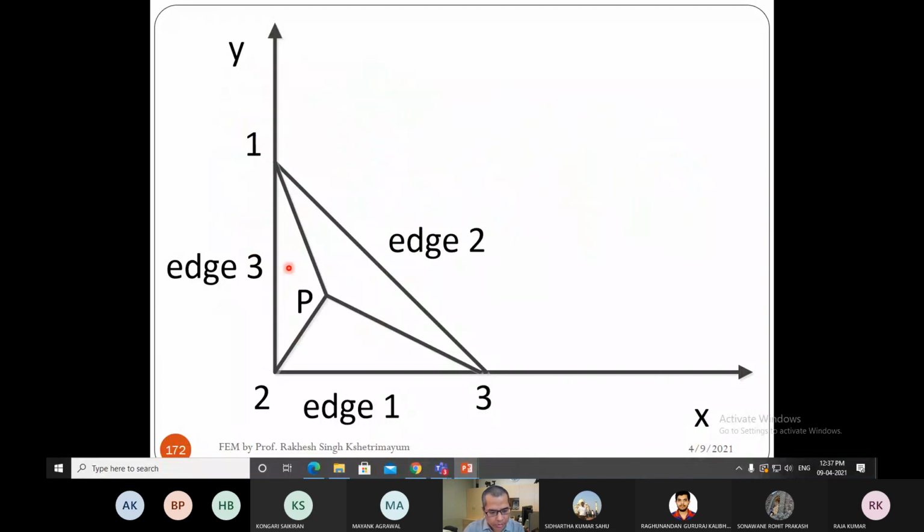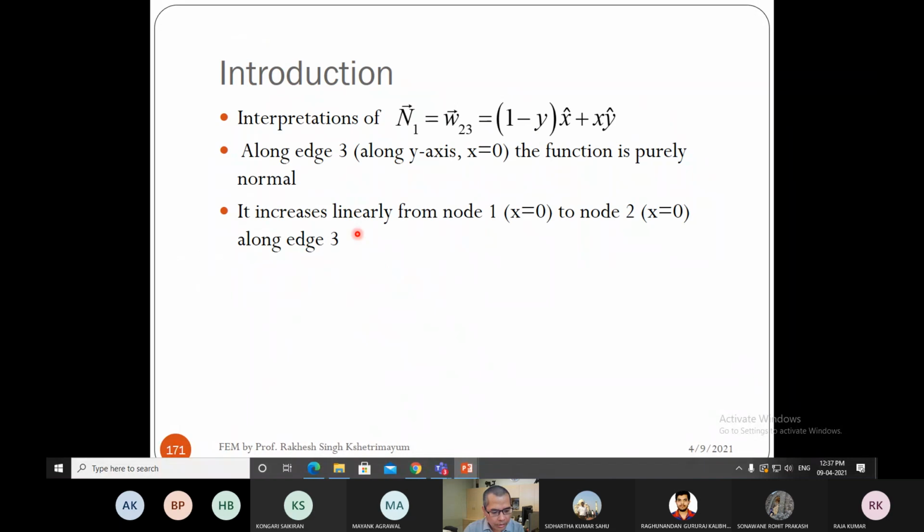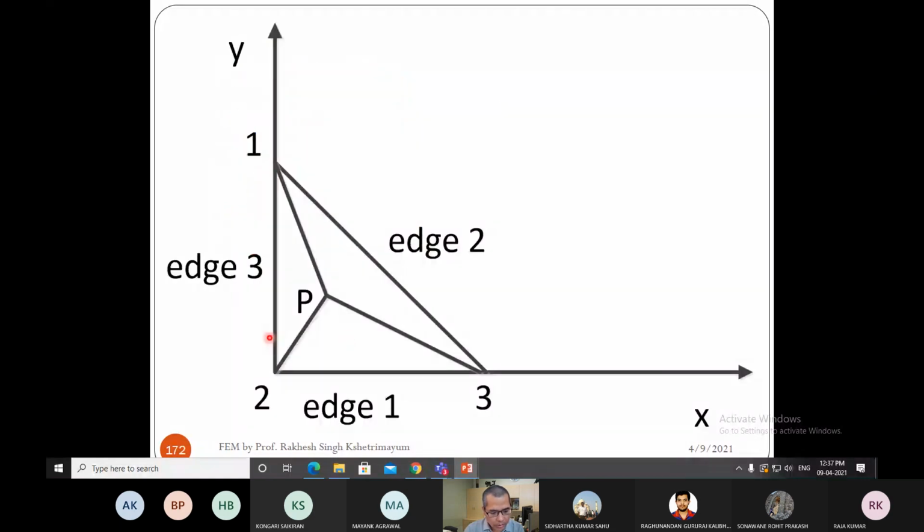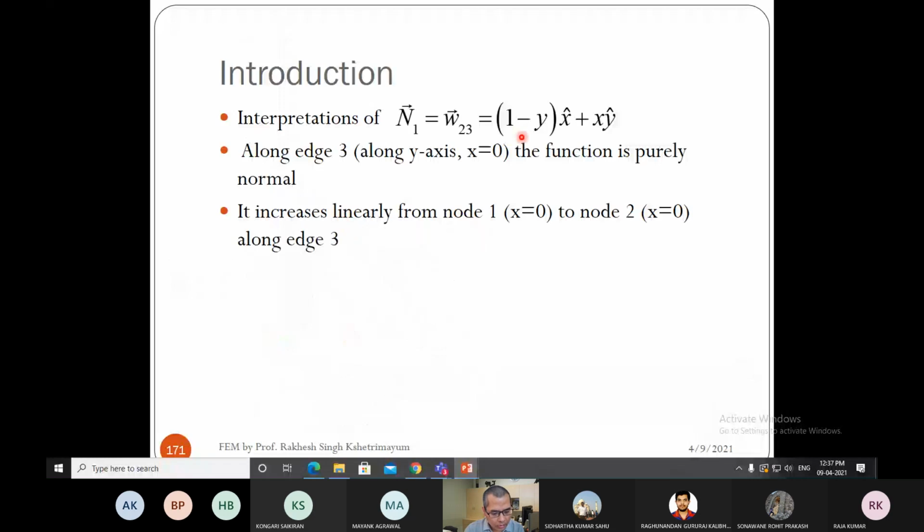So it is purely normal. Secondly, it increases linearly from node 1 to node 2. So from node 1 to node 2, it is increasing linearly along the S3. So 1 minus y means what? If you have a higher value of y, then it is small. So y is 1, then it becomes 0. So this is what is happening.